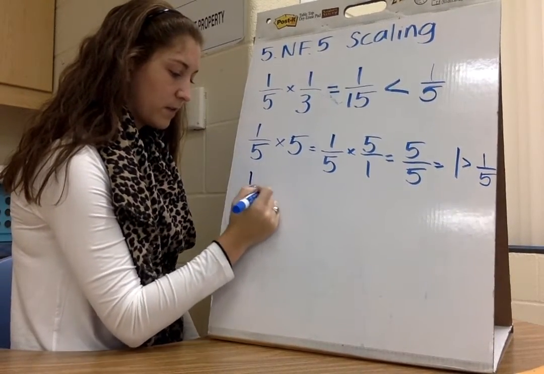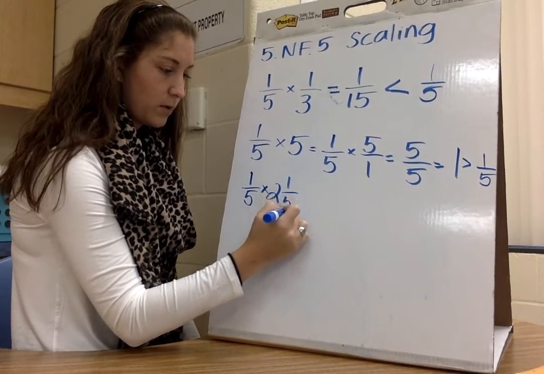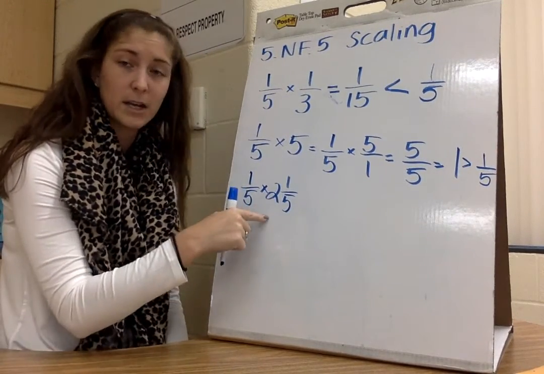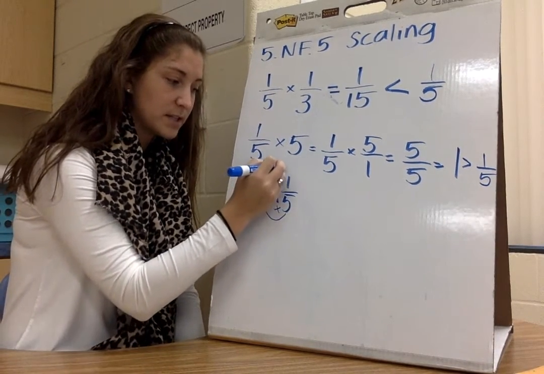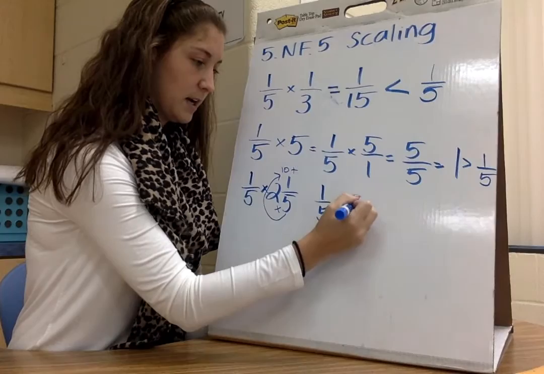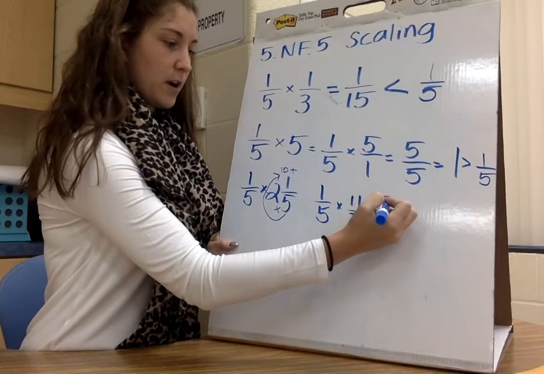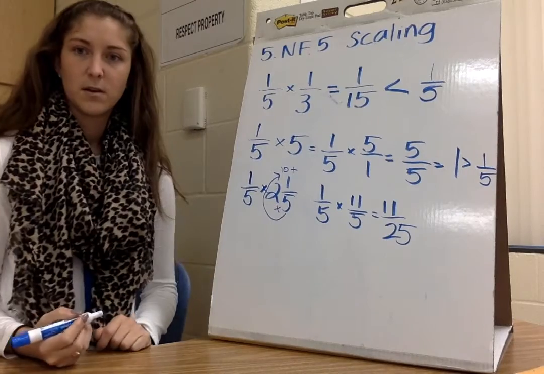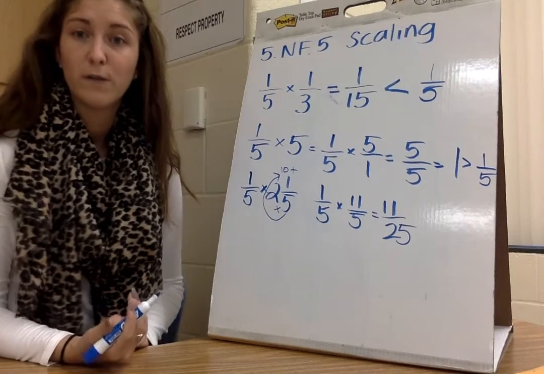Okay, but then what if we multiply by a mixed number? So what if I have 1/5 times 2 and 1/5? So I know I have to make this into an improper fraction before I multiply. So 2 times 5 is 10, 10 plus 1 is 11. So I end up having 1/5 times 11/5. And when I multiply this over, I get 11/25. Okay, now 11/25 is going to be bigger than 1/5.